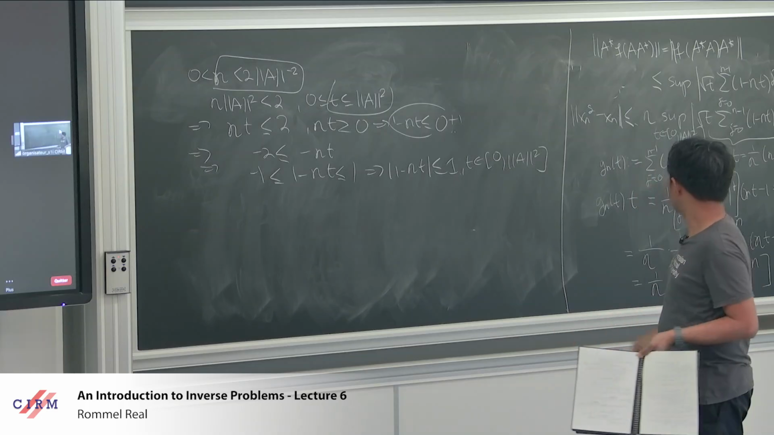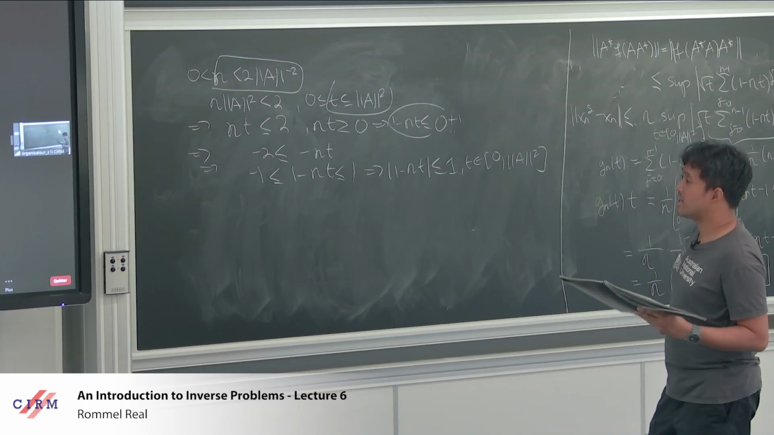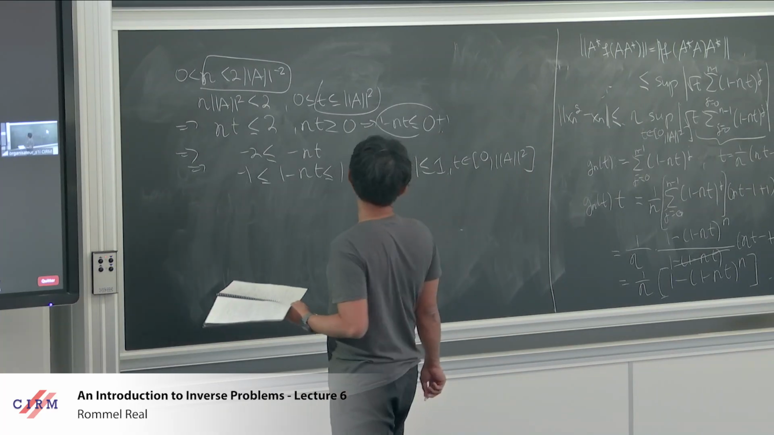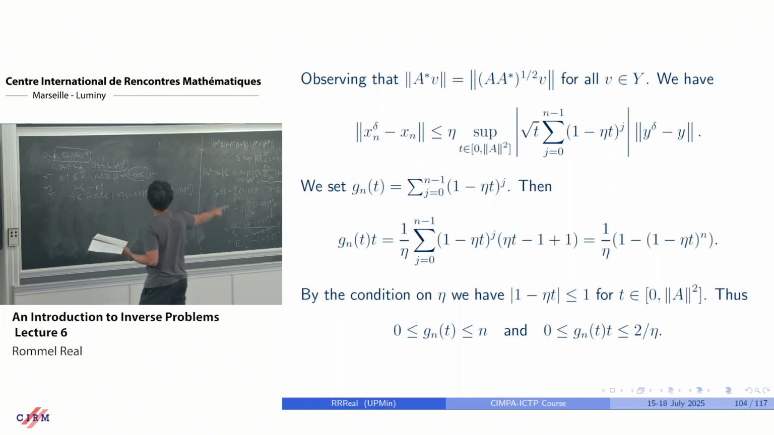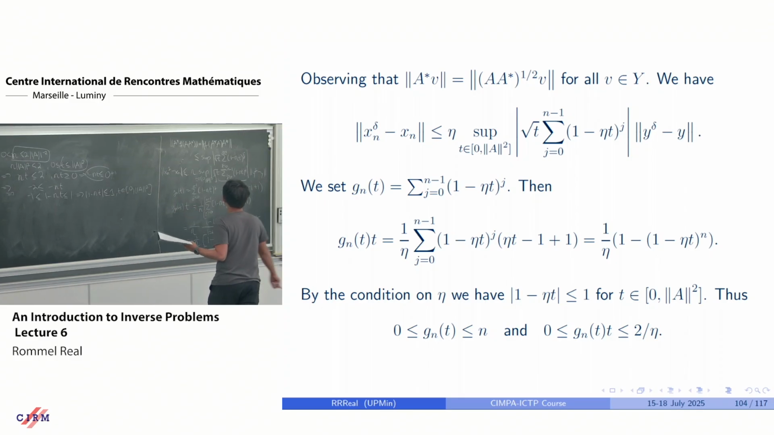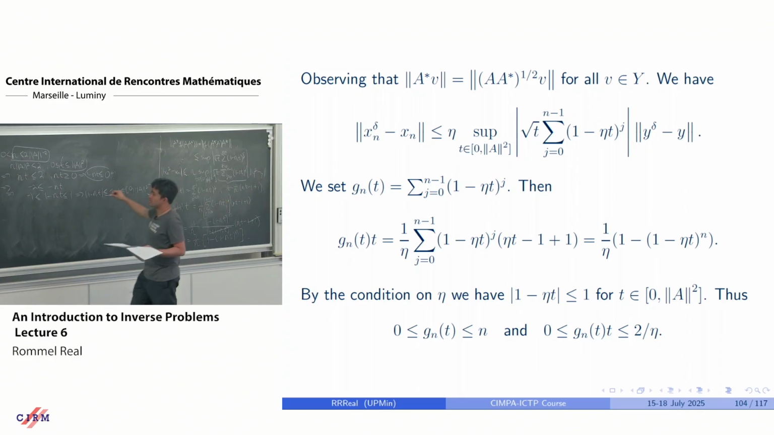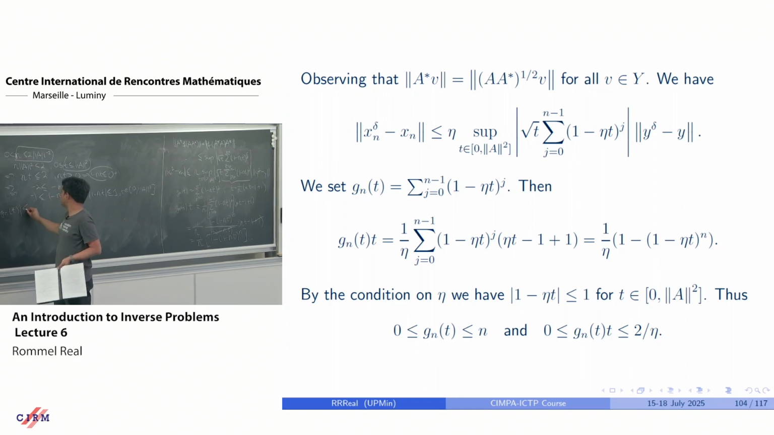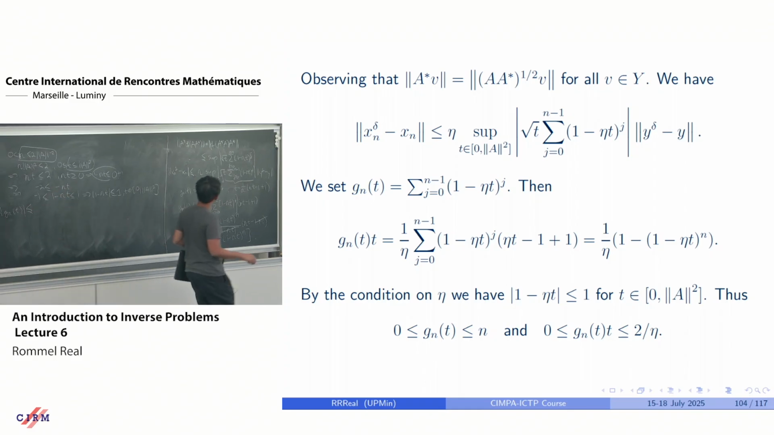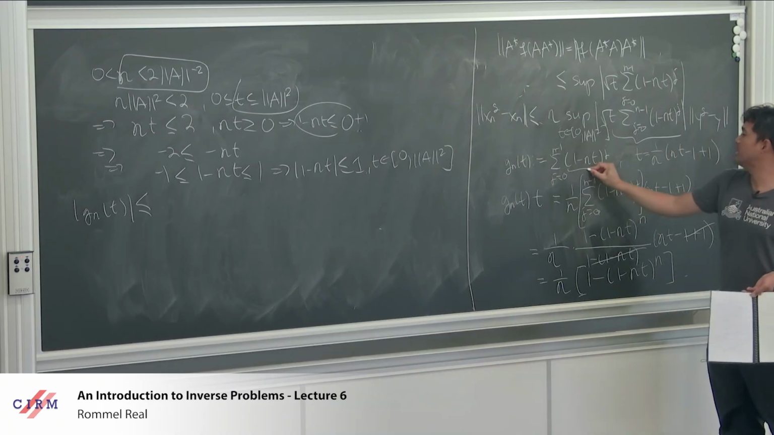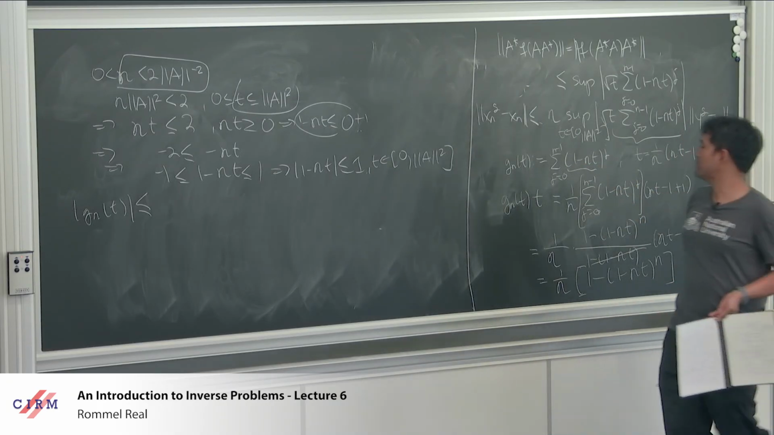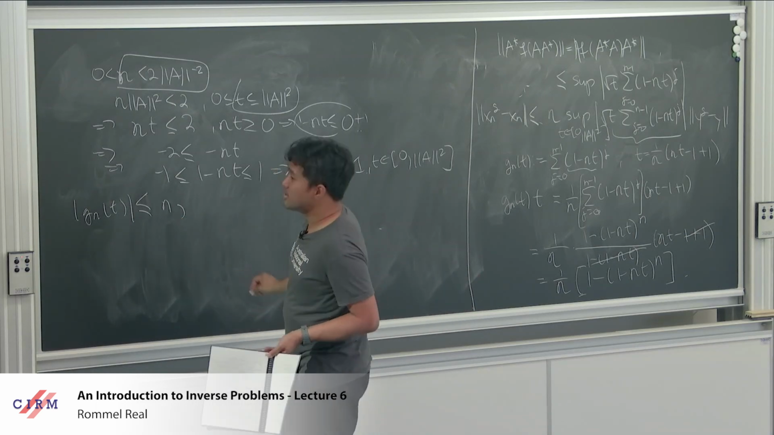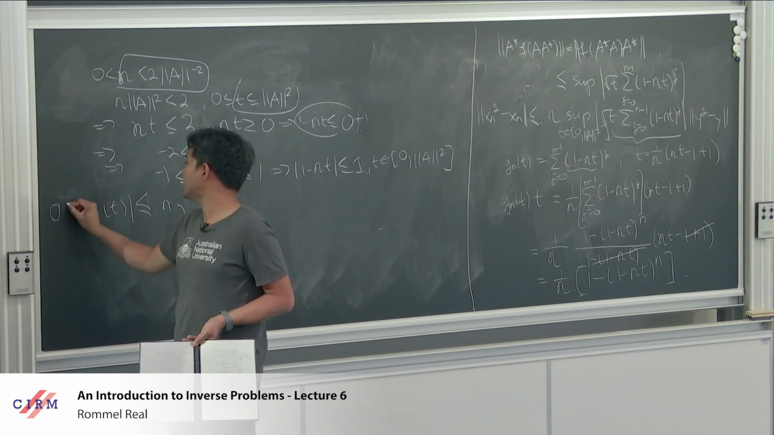And this tells us that we have some bounds on g sub n of t. If you remember the bound for g sub n of t, it's bounded above by this one. So every term in the sum is less than or equal to 1. There are n terms there, so that's less than or equal to n. And also that's 0 over here.